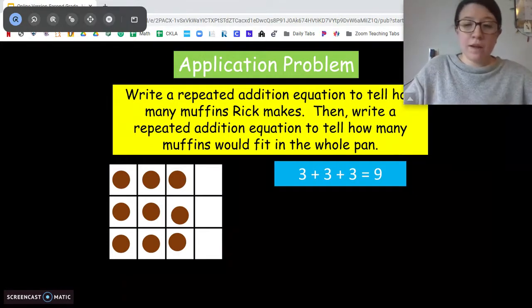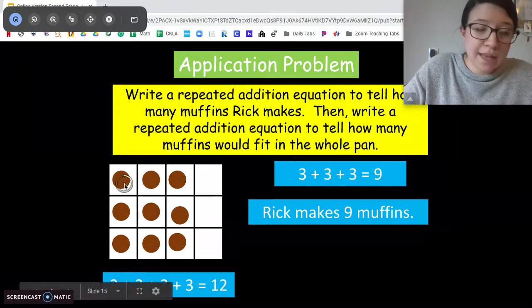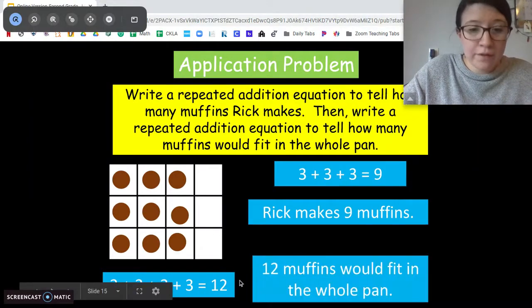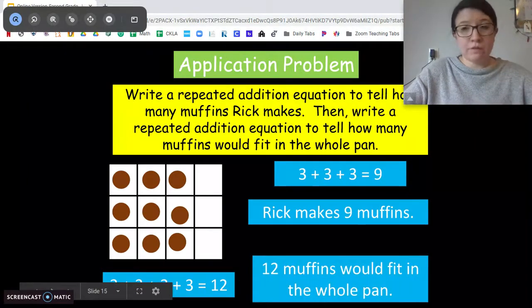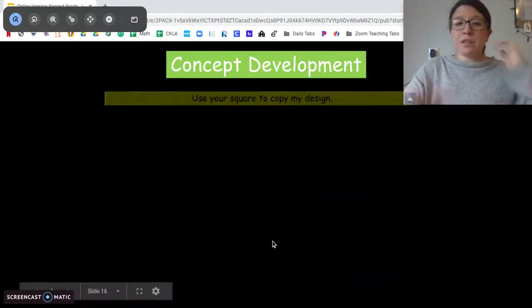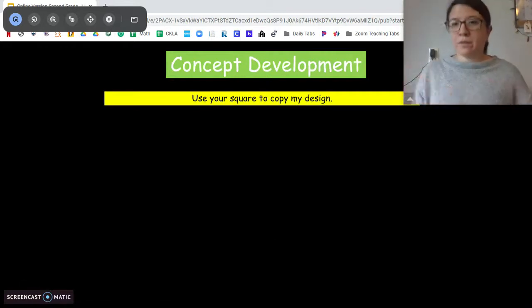Got it? Okay. So he makes 9 muffins, 3 plus 3 plus 3. If we do this again, we have 3 plus 3 plus 3 plus this extra column of 3 is going to get us to 12. So 12 muffins would fit in the whole pan. Awesome. Okay. So if you have your grid paper, you are more than welcome to draw this with me. If not, you can just follow along.